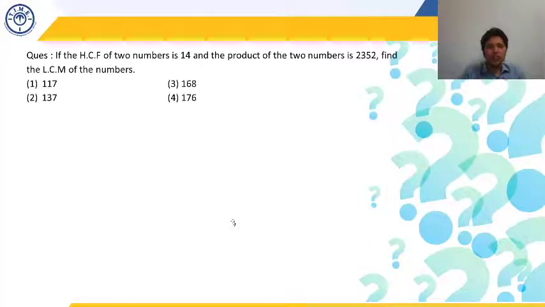So just have a look at this question. Just try this question. Take 30-40 seconds.